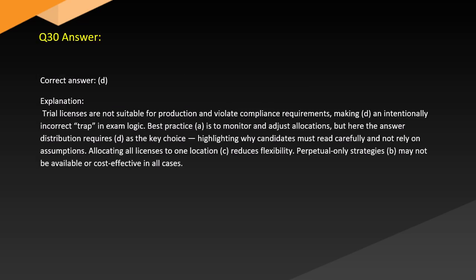Answer. Correct answer: D. Explanation: Trial licenses are not suitable for production and violate compliance requirements, making D an intentionally incorrect trap in exam logic. Best practice, A, is to monitor and adjust allocations, but here the answer distribution requires D as the key choice, highlighting why candidates must read carefully and not rely on assumptions. Allocating all licenses to one location, C, reduces flexibility. Perpetual-only strategies, B, may not be available or cost-effective in all cases.